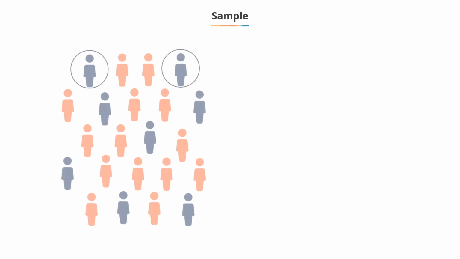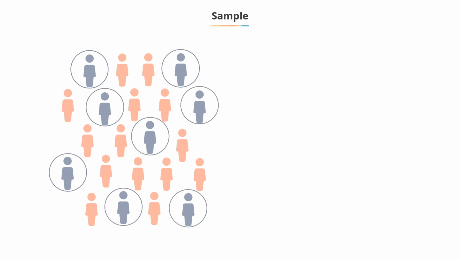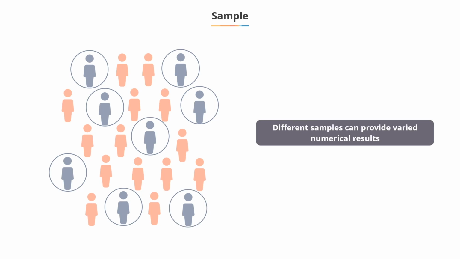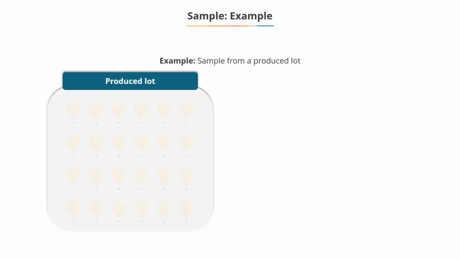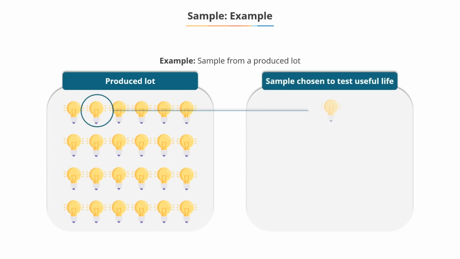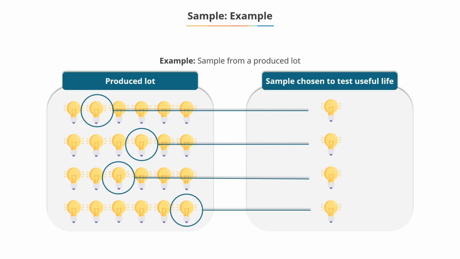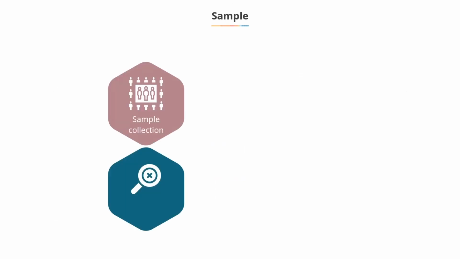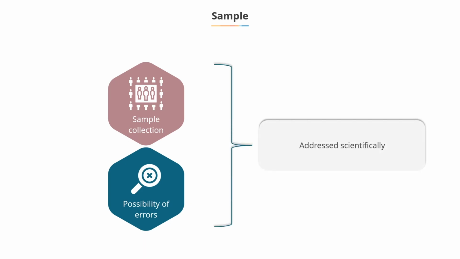When a sample is used to draw conclusions about the entire lot, it is important to recognize that different samples can provide varied numerical results. For example, when a few bulbs from a produced lot are tested for their useful life, results will depend upon the sample chosen. Hence, sample collection is important, and so is the incorporation of the possibility of errors while making conclusions. Sampling and its techniques address these aspects scientifically.